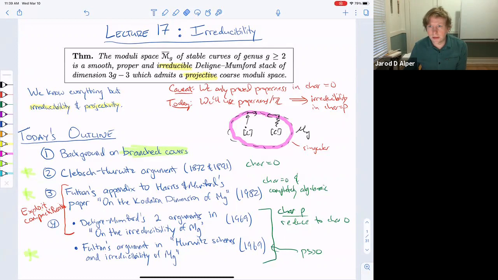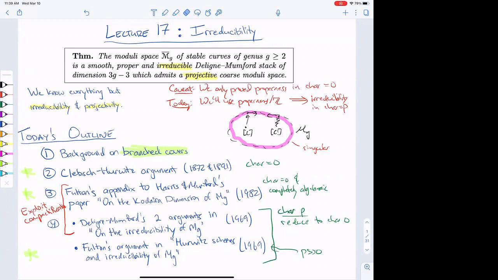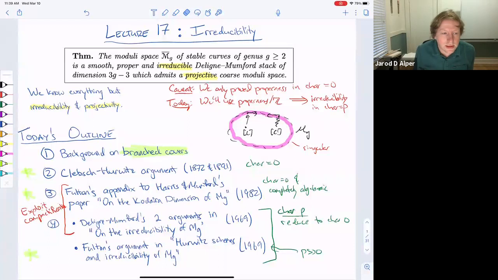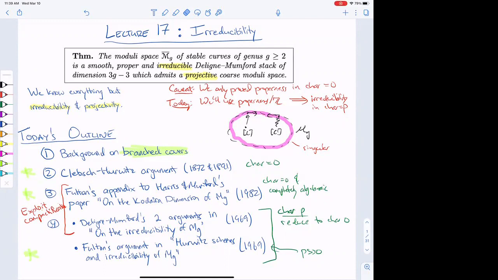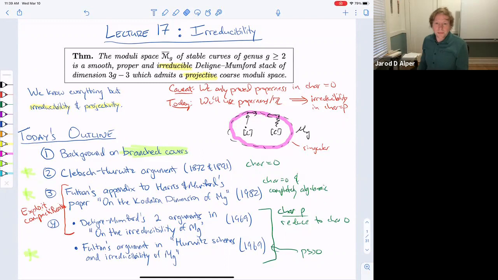Yes, is MG irreducible? Sorry, I missed it. Is MG without the... Oh yes, MG itself is irreducible. I'll comment on the equivalences in a second. In fact, that's the first thing I want to say.